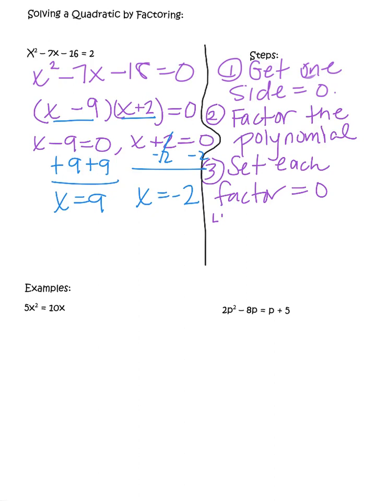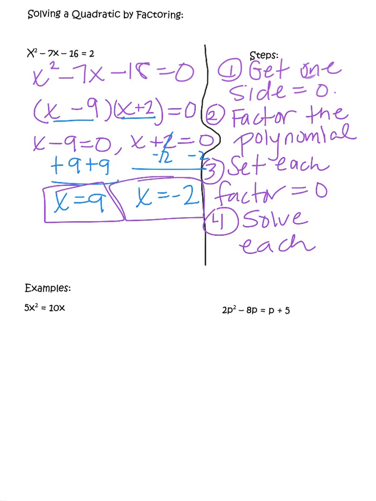So that's our last step here: we solve each of those equations. We have two answers. X could either be 9 or x could be negative 2. We would have gotten two answers if we had done this graphically as well.